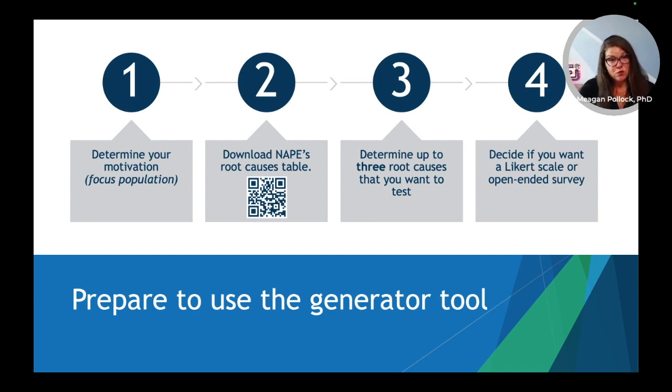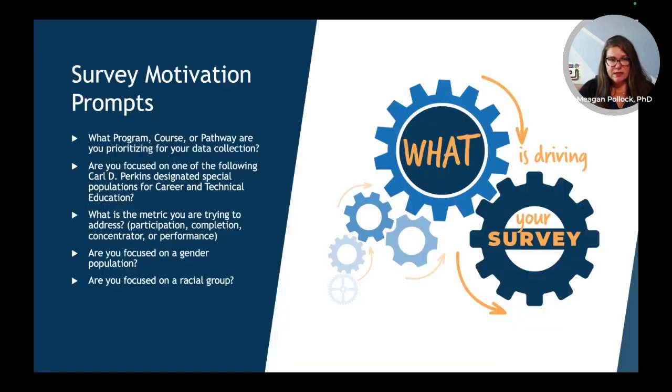Then you need to read the tool and determine what are the 3 causes that you want to test. That's outside the scope of this webinar to teach you the root causes. There's plenty more resources you can find on that. But we want you to read that tool, determine the 3 root causes that you're going to select in the survey generator. And then the 4th thing that you need to do is to decide if you want to use a Likert scale or an open-ended survey. So let me give you a little bit of information about each of these.